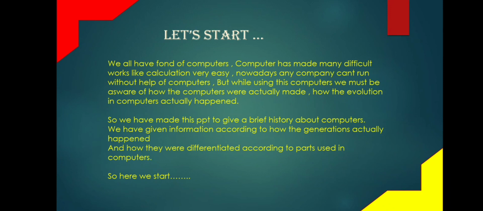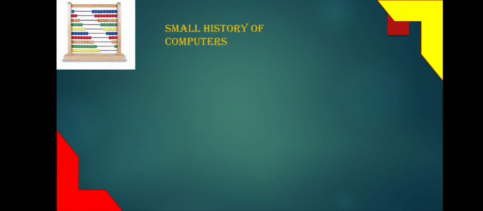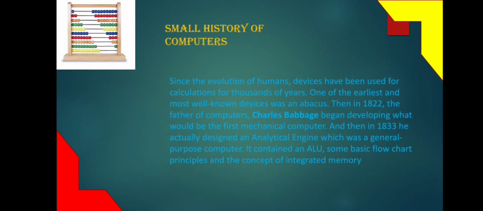So here we start. A small history of computers. Since the evolution of humans, devices have been used for calculations for thousands of years. One of the earliest and most well-known devices was an abacus. Then in 1822, the father of computers, Charles Babbage, began developing what would be the first mechanical computer, and then in 1833 he designed an analytical engine, which was a general purpose computer. It contained some basic flowchart principles and the concept of integrated memory.